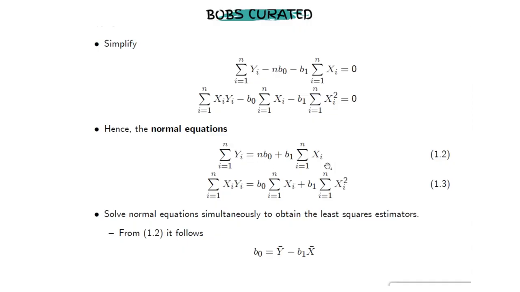Okay, now if you look at these two equations, it's quite straightforward to see that B0, the least square estimator for the intercept, can be written as y bar minus B1 x bar. That you simply get from this equation over here, and also by dividing by n. So you can write it out if it's not clear to you.